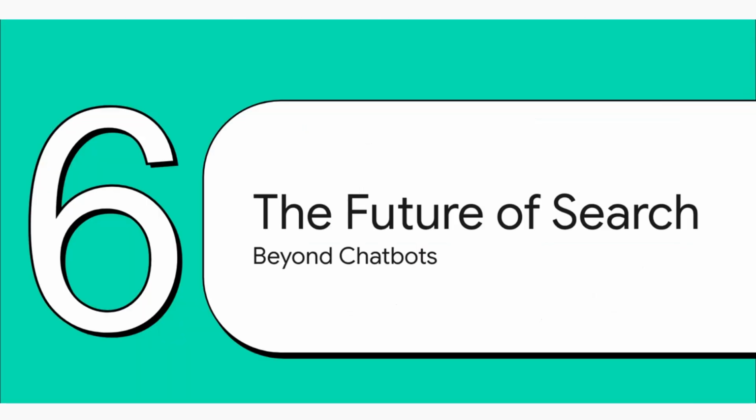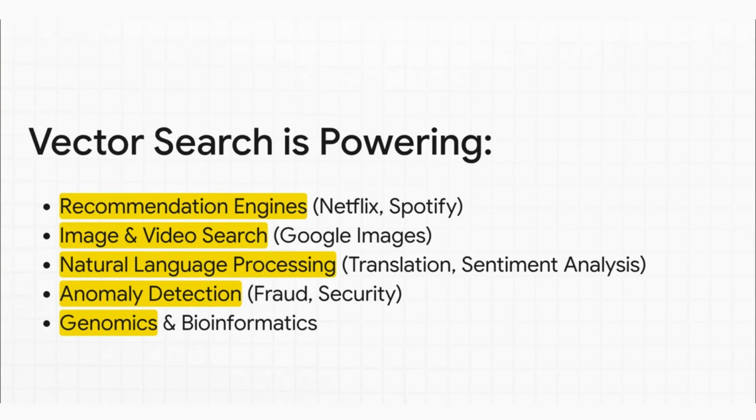So this is obviously a complete game changer, but its impact goes so much further than just building smarter chatbots. We are really watching the beginning of a brand new era for how we find and interact with information. This technology is already all around us. When Netflix or Spotify recommend something based on the vibe of what you just watched or listened to, that's vector search. When you can search your phone's photo library for beach without ever tagging a photo, that's vector search. It's being used right now to detect financial fraud, to find crucial patterns in genetic data, and it's the engine behind the next generation of e-commerce.